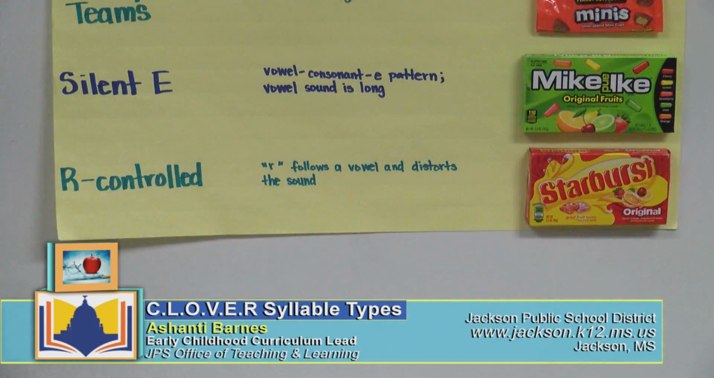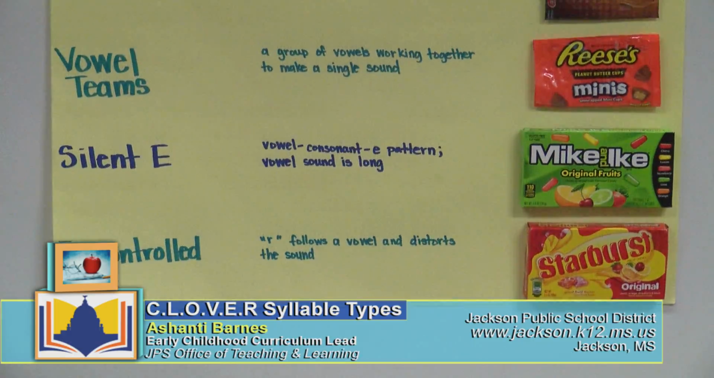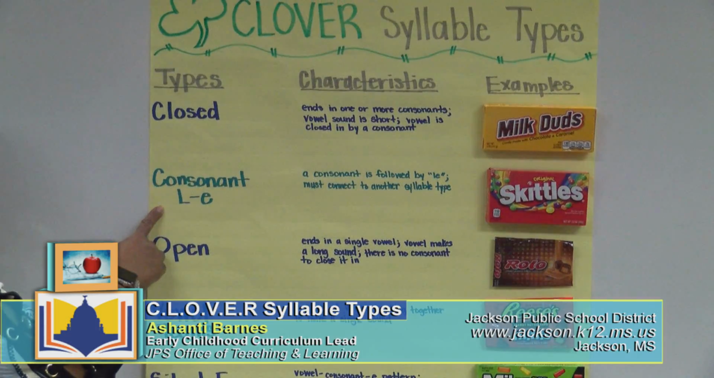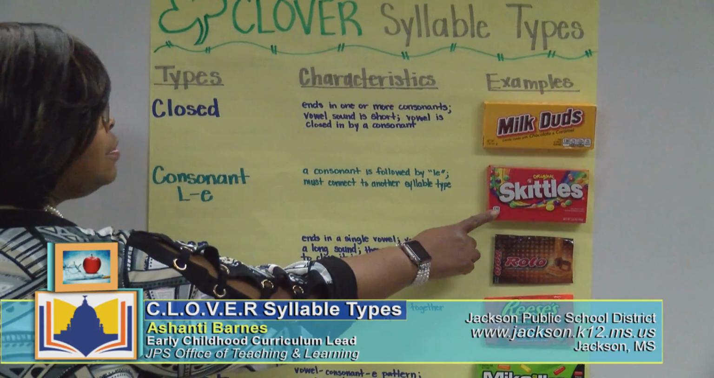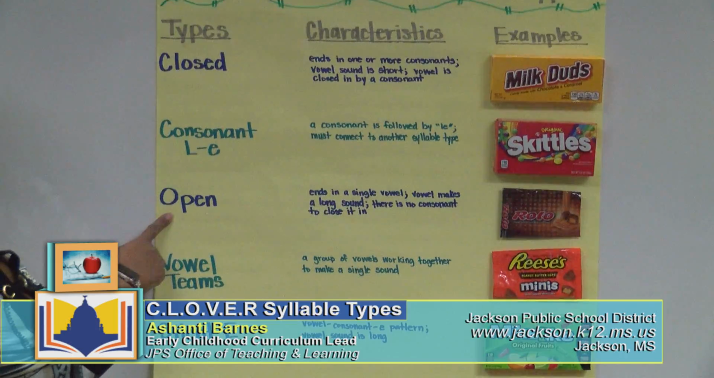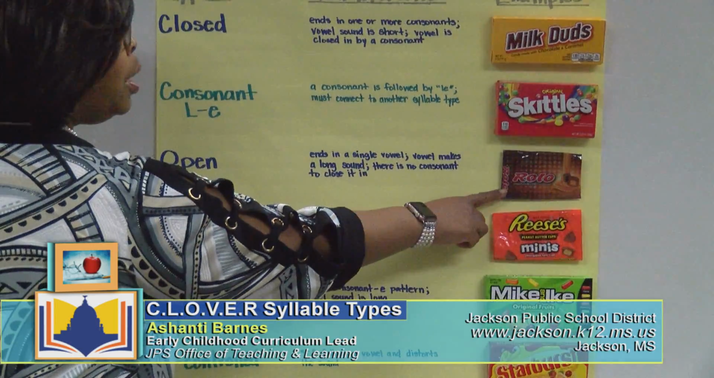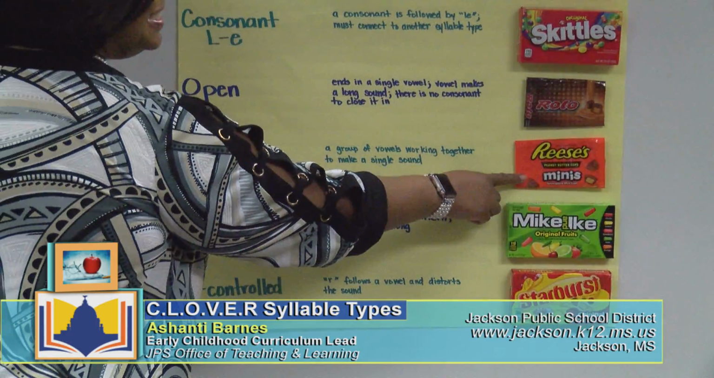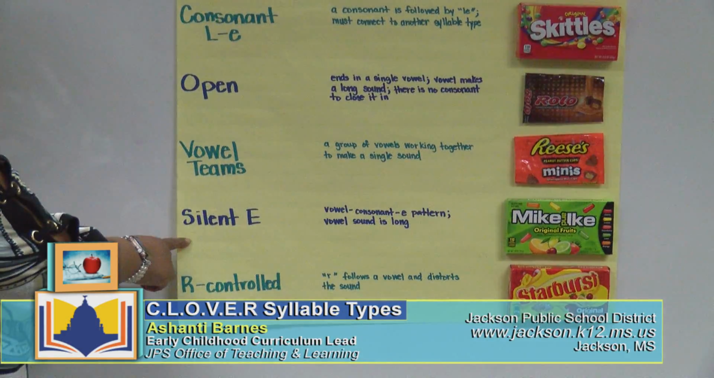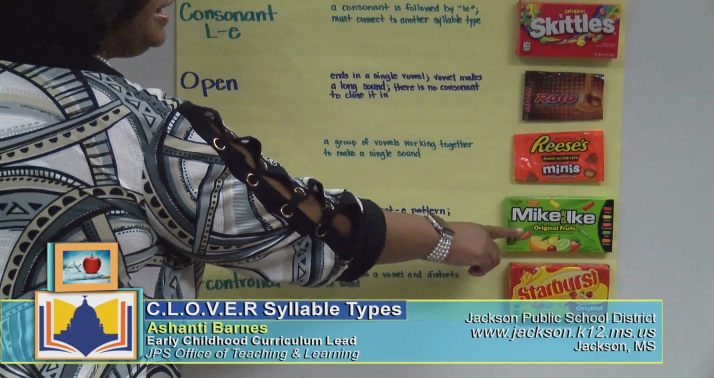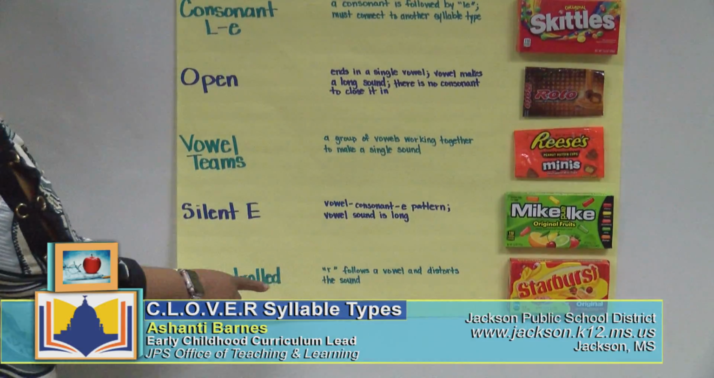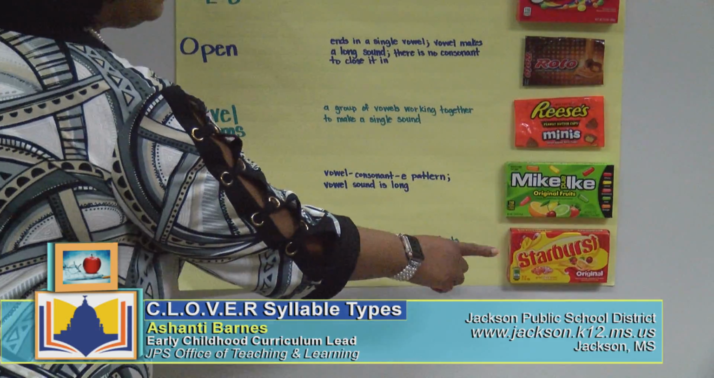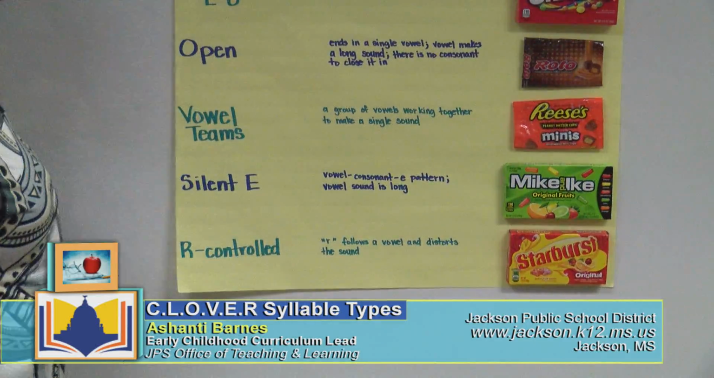So, just as a quick reminder, our closed syllable type is represented by milk duds. Consonant LE is represented by Skittles. Open syllable type is represented by Rolo. And our vowel teams would be represented by Reese's. Let's look at silent E. It is represented by the candy Mike and Ike. And finally, our R-controlled syllable type is represented by the candy Starburst.